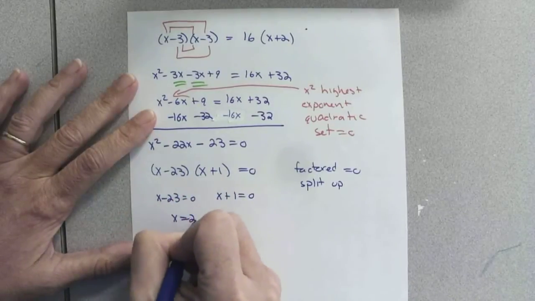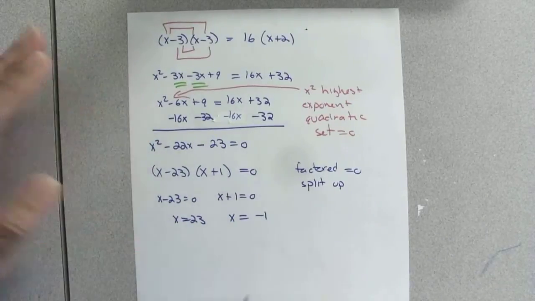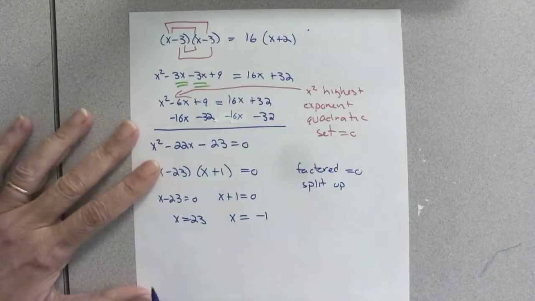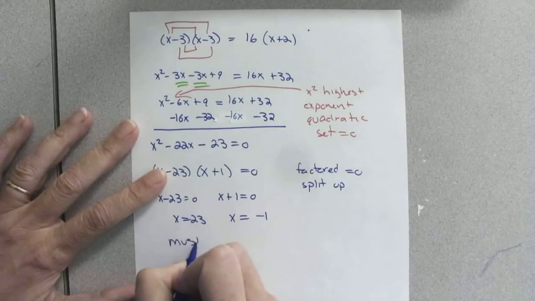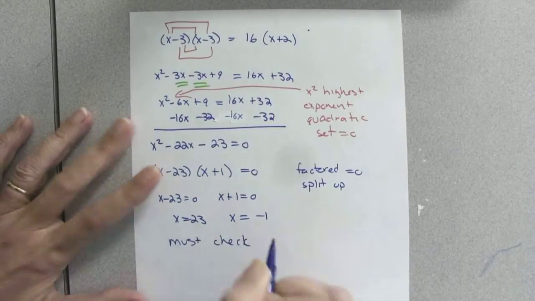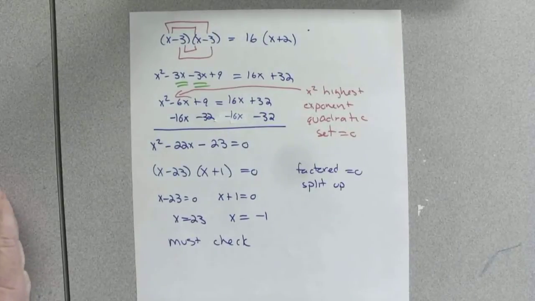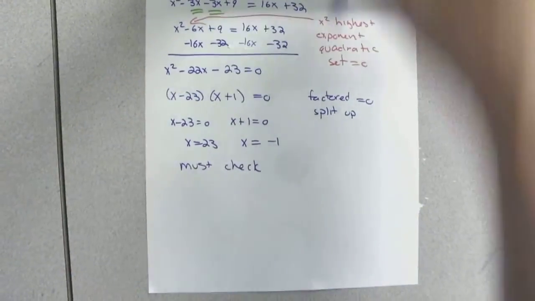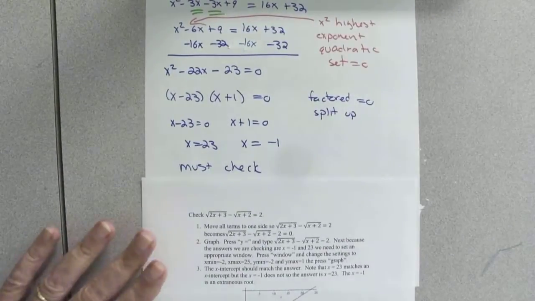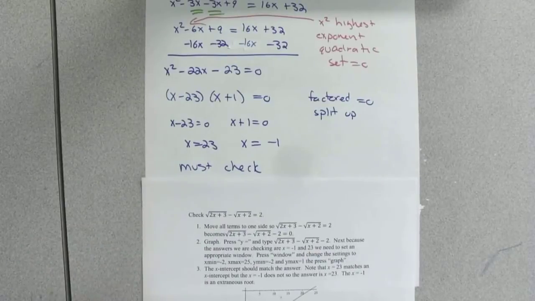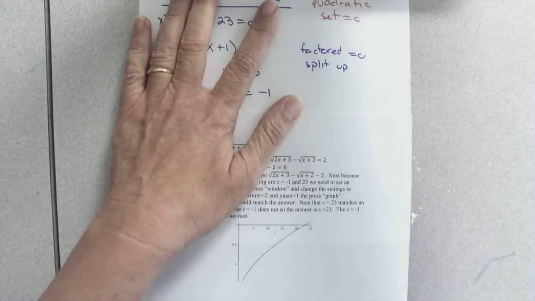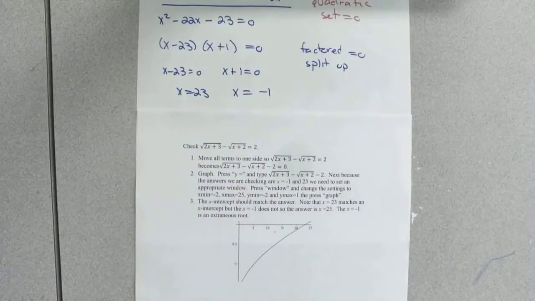And so I get x equals 23, x equals negative 1. But we squared both sides, so we must check. You have to check it. Now you can check it by hand like we did the other one, or if you are into using your calculator, you can check it on a calculator. And there I did the checking on a calculator. But like I said, you'd check it by hand just like we did on the other one.